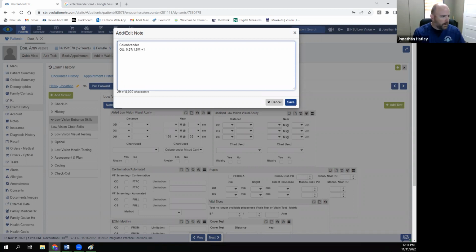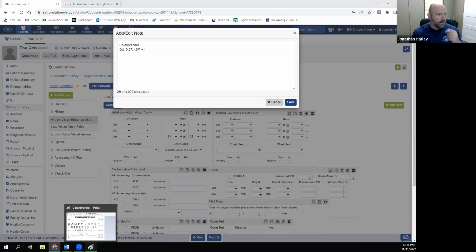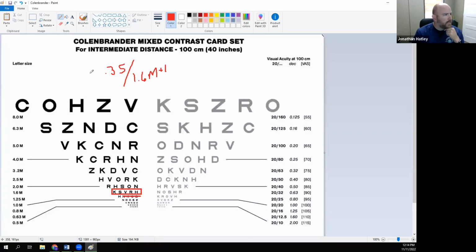Now, one thing to note real quick, let's go back to the Colenbrander card. And so in this instance, let's say that they were able to read this down here, and they were able to read this one over here. What the patient would record, and so note that this is 3.2 m here, and it is 1, 2, 3 lines above visual acuity. I'm sorry, 1, 2, it's the 3rd line above visual acuity. So this would be considered an abnormal contrast loss in this case.